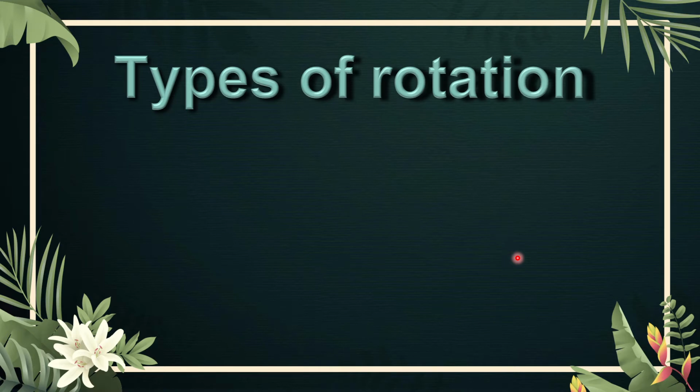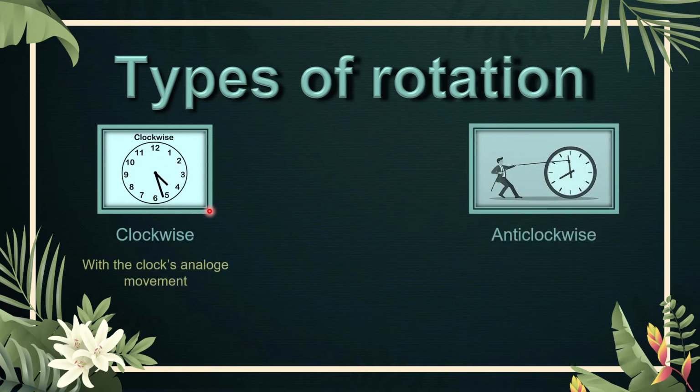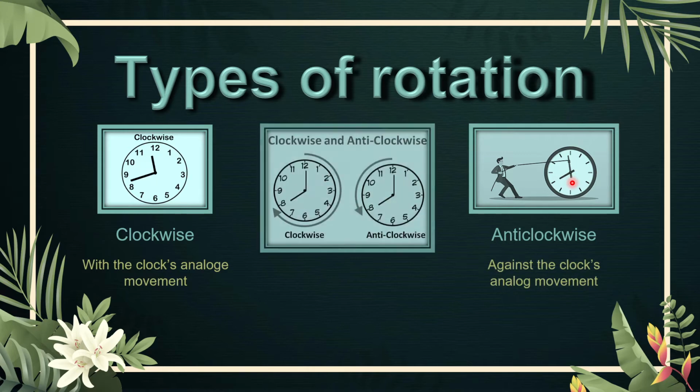What are the types of rotation? We have clockwise, which goes along with the clock's analog movement, and anti-clockwise, in the opposite direction of the clock's analog movement. So we can see both here. Clockwise is moving with the clock's analog movement, and anti-clockwise is moving against the clock's analog movement.